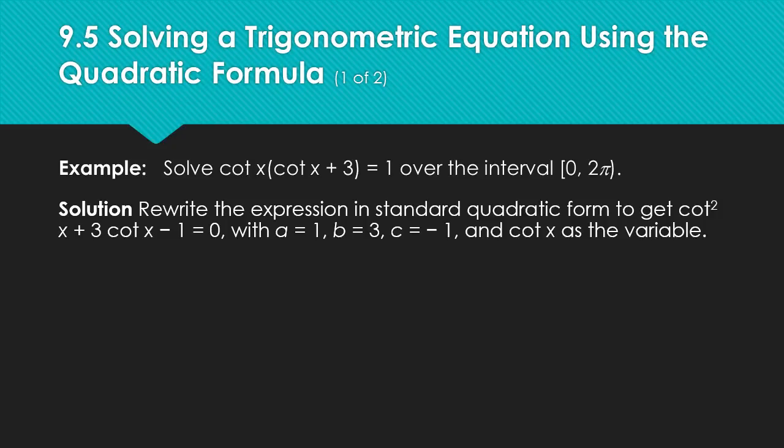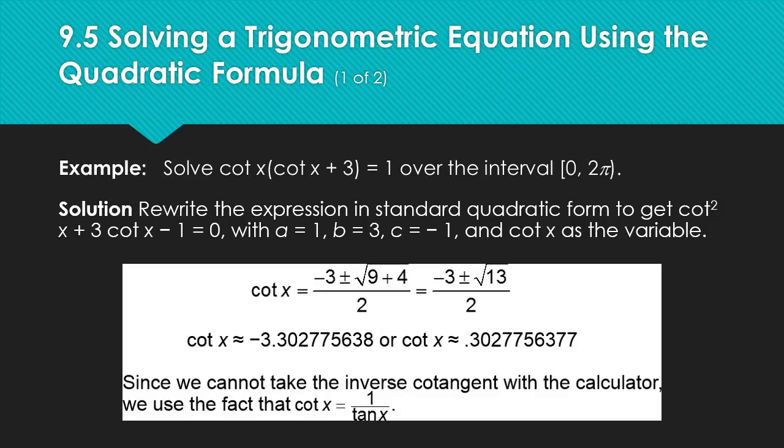Now, think of the cotangent as being the x. A is 1, because that's what's in front of cotangent squared. B is 3, that's what's in front of cotangent, and C is negative 1. And then cotangent of x is your x, it's the variable. So instead of x equals negative b plus or minus, you're going to do cotangent x equals. Now, having that information, if you'd like to pause and give it a try, go ahead. Otherwise, keep playing and we'll continue on to the final solution.